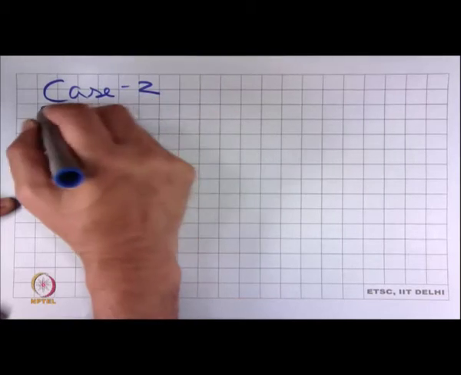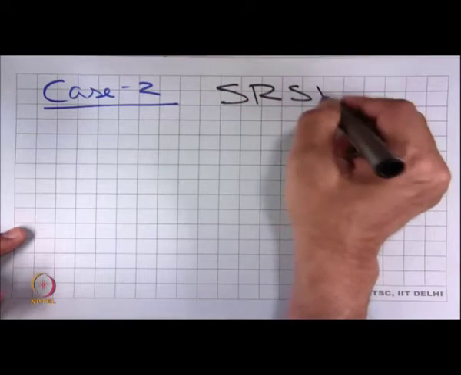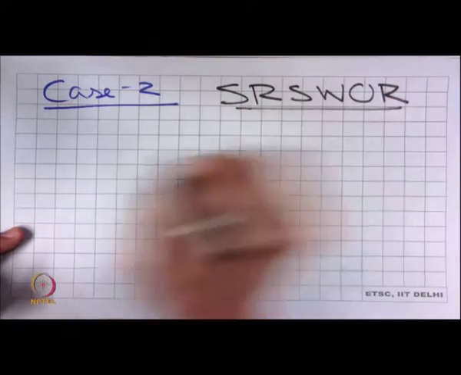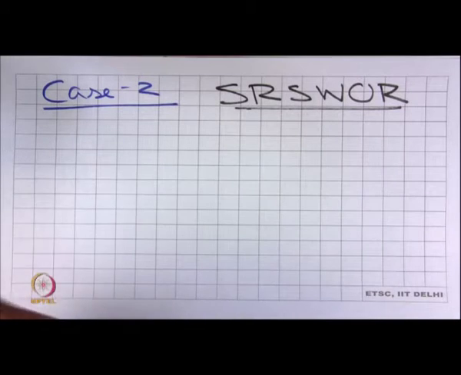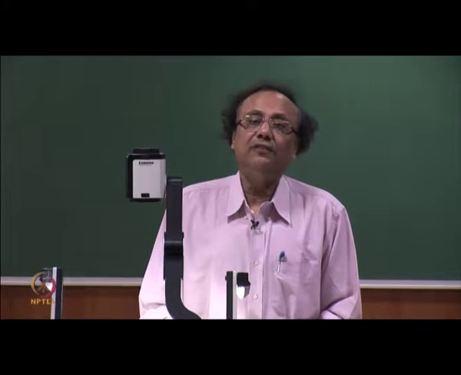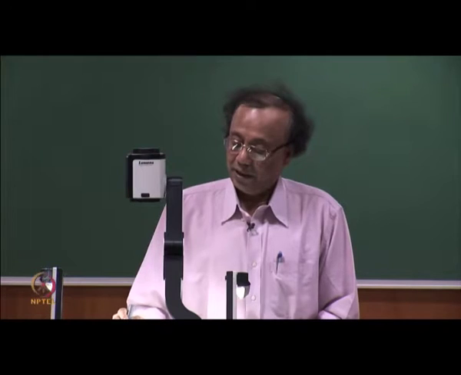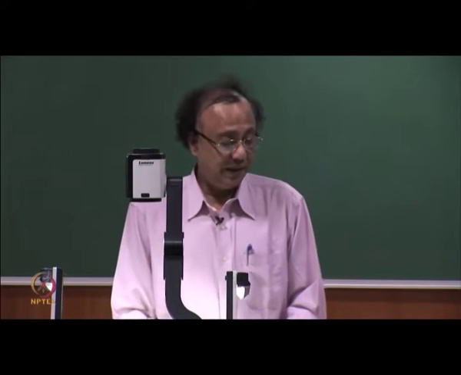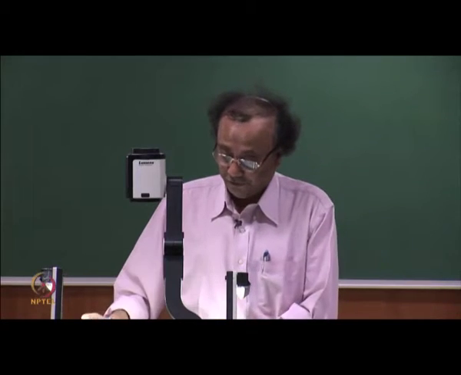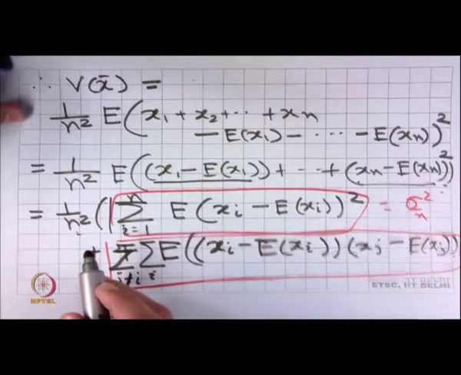Now, let us look at case 2. What is that? Case 2 is SRSWOR. So, now we are looking at simple random sampling without replacement. What is therefore going to happen? When we have chosen the first sample, we cannot take it again from the population. So, each element can occur at most once in the sample. So, going back to the equation of variance, this term still remains sigma square by n.